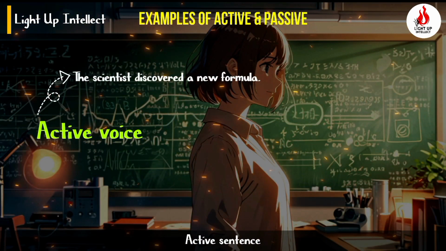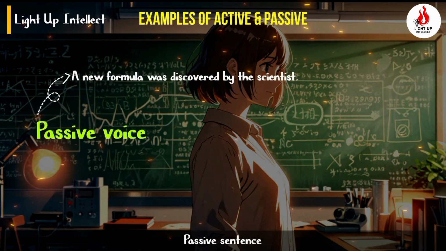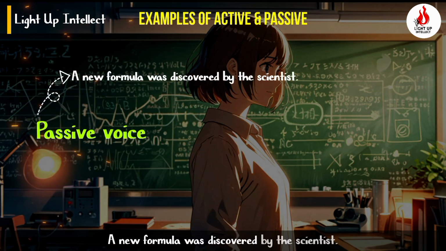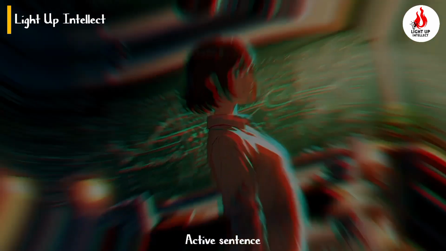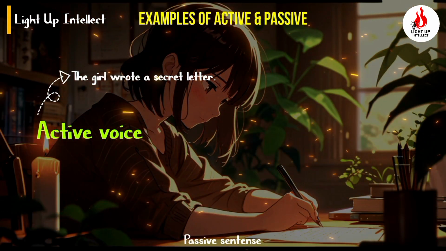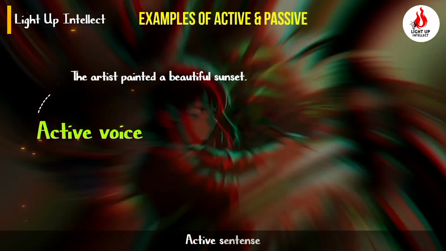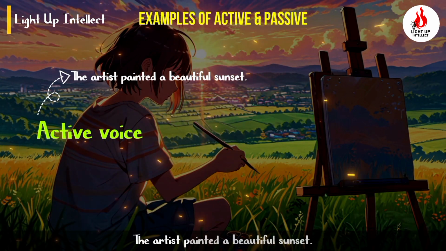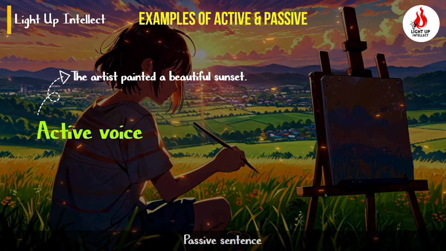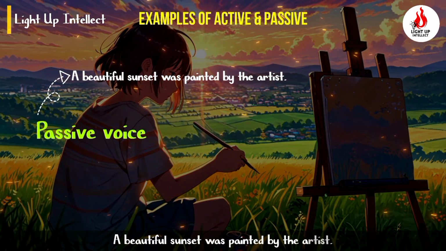Active sentence: the scientist discovered a new formula. Passive sentence: a new formula was discovered by the scientist. Active sentence: the girl wrote a secret letter. Passive sentence: a secret letter was written by the girl. Active sentence: the artist painted a beautiful sunset. Passive sentence: a beautiful sunset was painted by the artist.